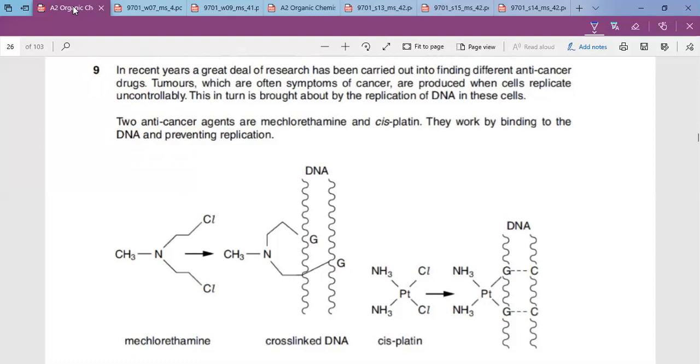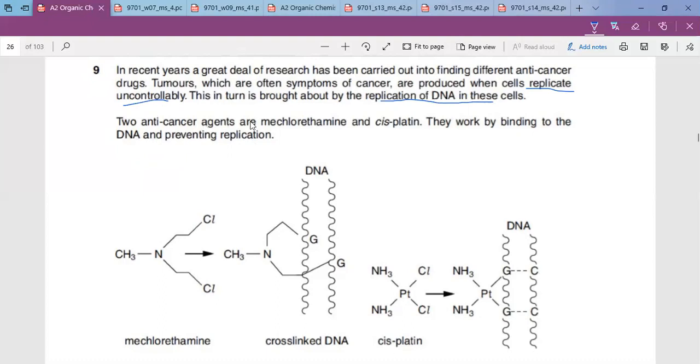So here you see, in recent years, a great deal of research has been carried out to find different anti-cancer drugs. Tumors, which are often symptoms of cancer, are produced when cells replicate. That means they divide uncontrollably. This in turn is brought about by replication of the DNA. So it starts with the DNA. How to prevent it from replicating? How to prevent it from unraveling? If it unravels, how to prevent base pairing, so that another base cannot come to make another two DNA?